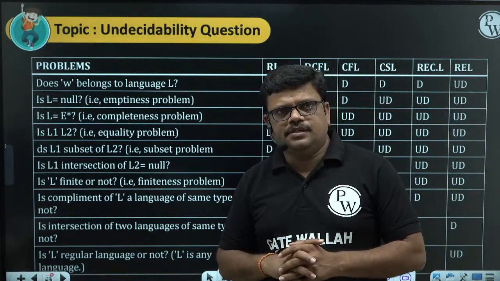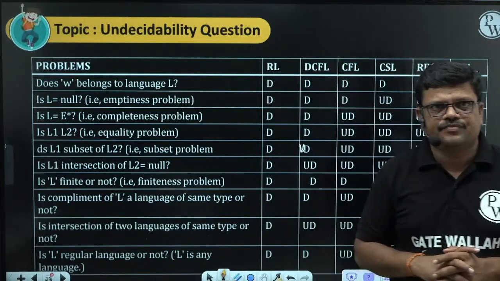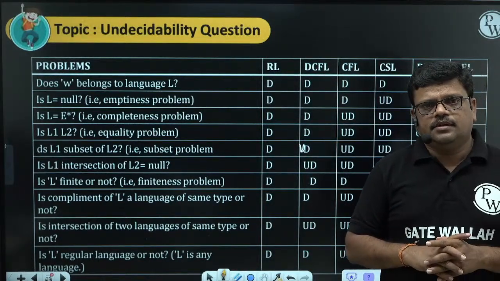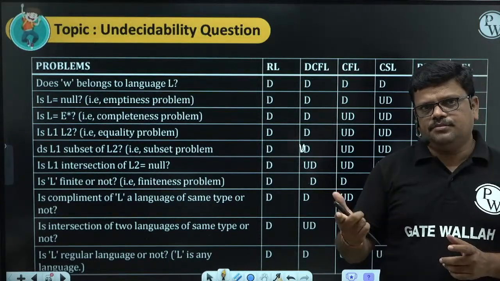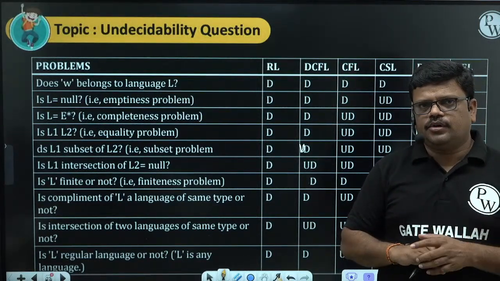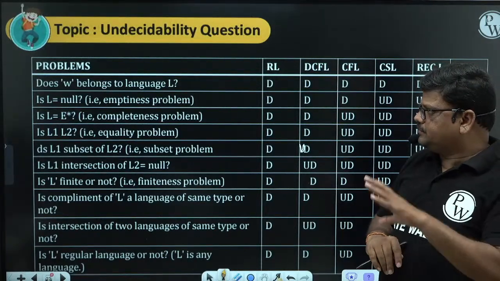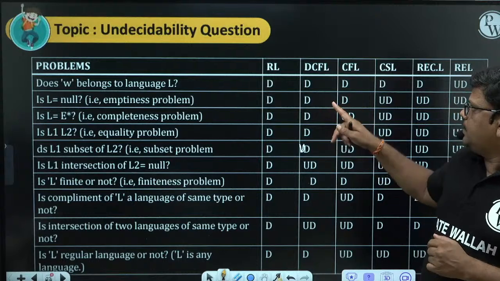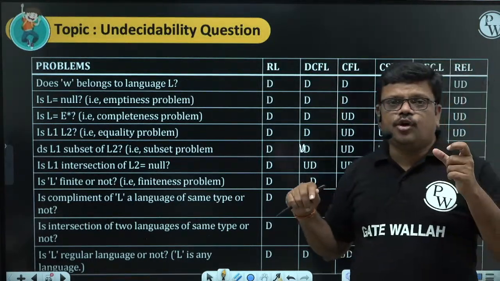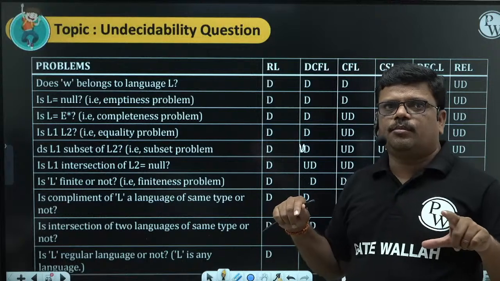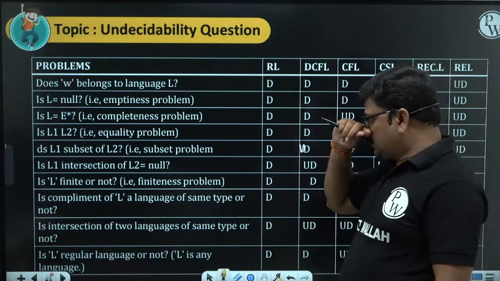Based on Turing machines, we have concluded so many problems. There are so many problems for which we can write an algorithm, and they become decidable. If an algorithm does not exist, it is undecidable. So in our formal languages, regular, DCFL, CFL, CSL, what type of problems fall under decidable, and what type of problems fall under not decidable. That is what this table is.